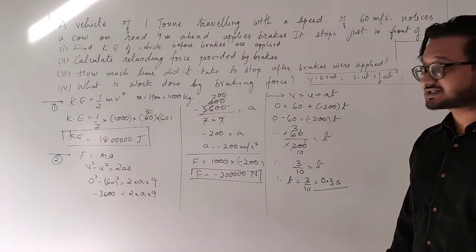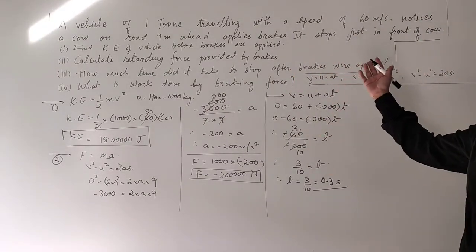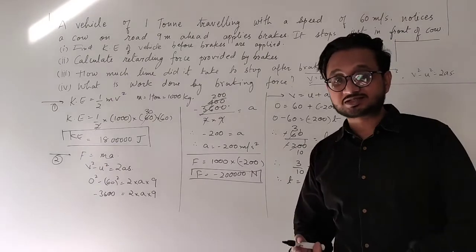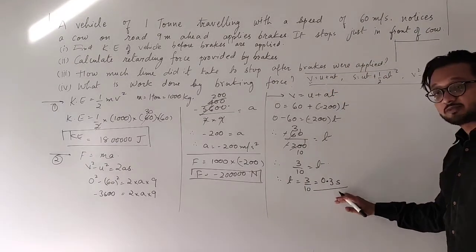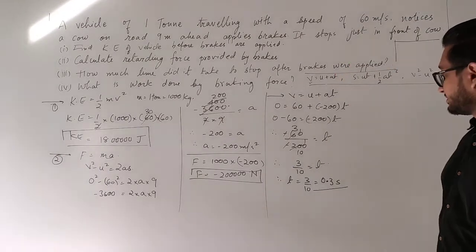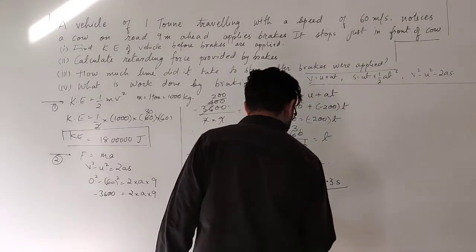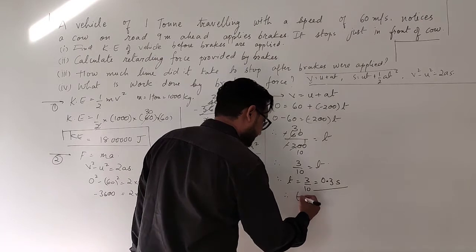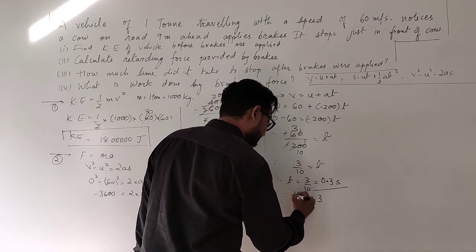Okay, not even half a second. Because its velocity is too much and the distance is too less, the vehicle has to be stopped in this much amount of time, otherwise it's going to hit the cow. Okay, and now we have the answer for this one as well, that is t is equal to 0.3 seconds.